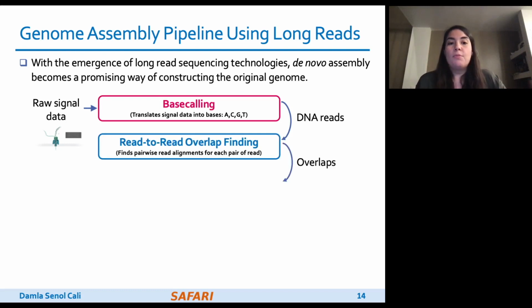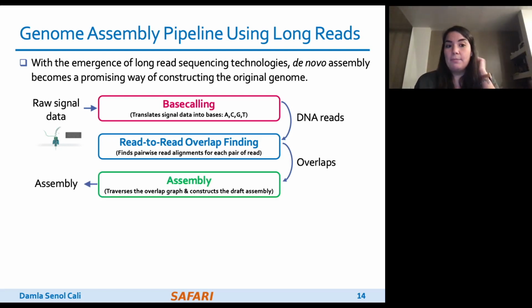In the second step, we compute all pairwise read alignments between each pair of reads, and this step is called read-to-read overlaps because of that. And in the third pipeline step, which is called genome assembly, which is the actual step, we generate an overlap graph using the overlap information from the second step, where each node denotes a read, and each edge represents the overlaps between the corresponding two nodes. So if two nodes, meaning two reads, have an overlap, then we have an edge between those two nodes. We then traverse this overlap graph, produce a layout of the reads, and then construct a draft assembly.